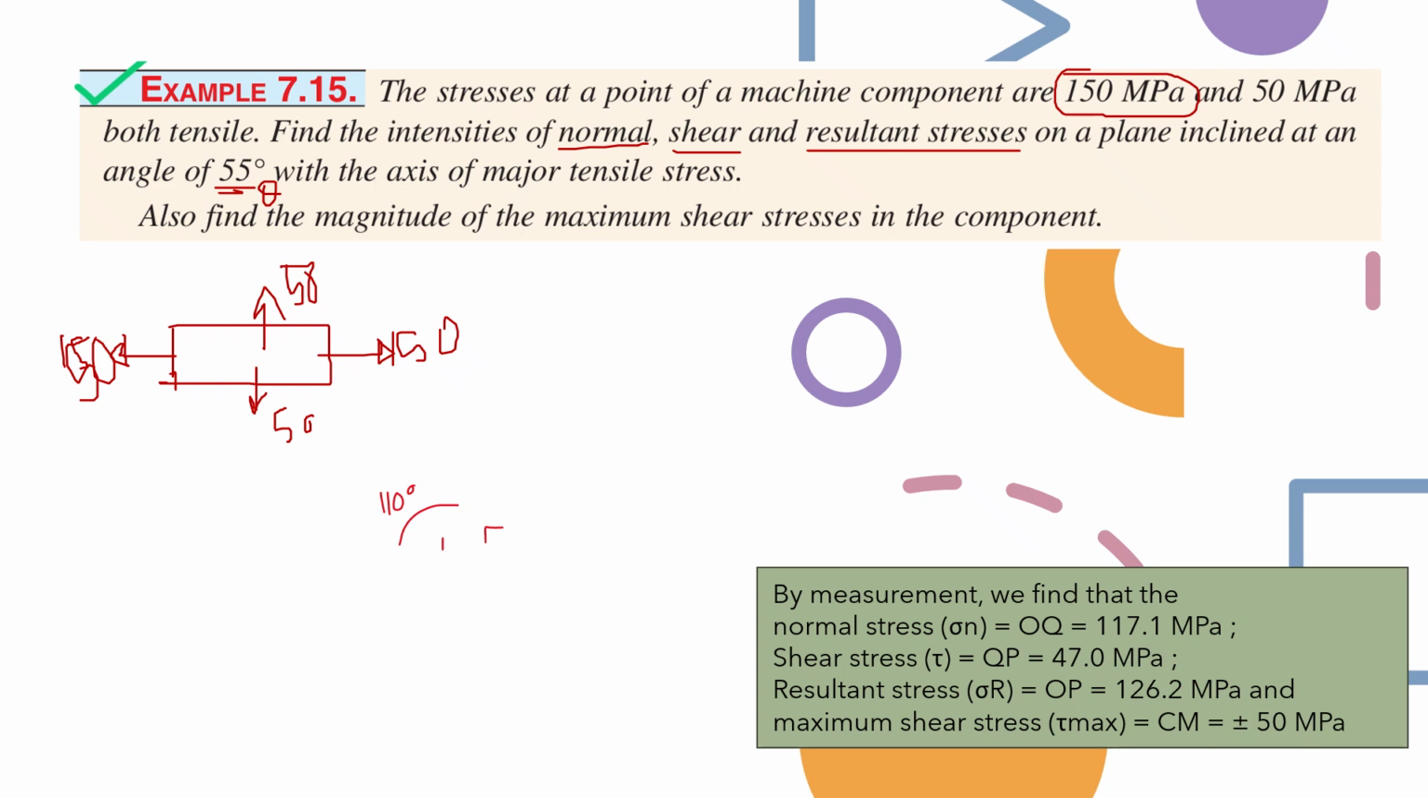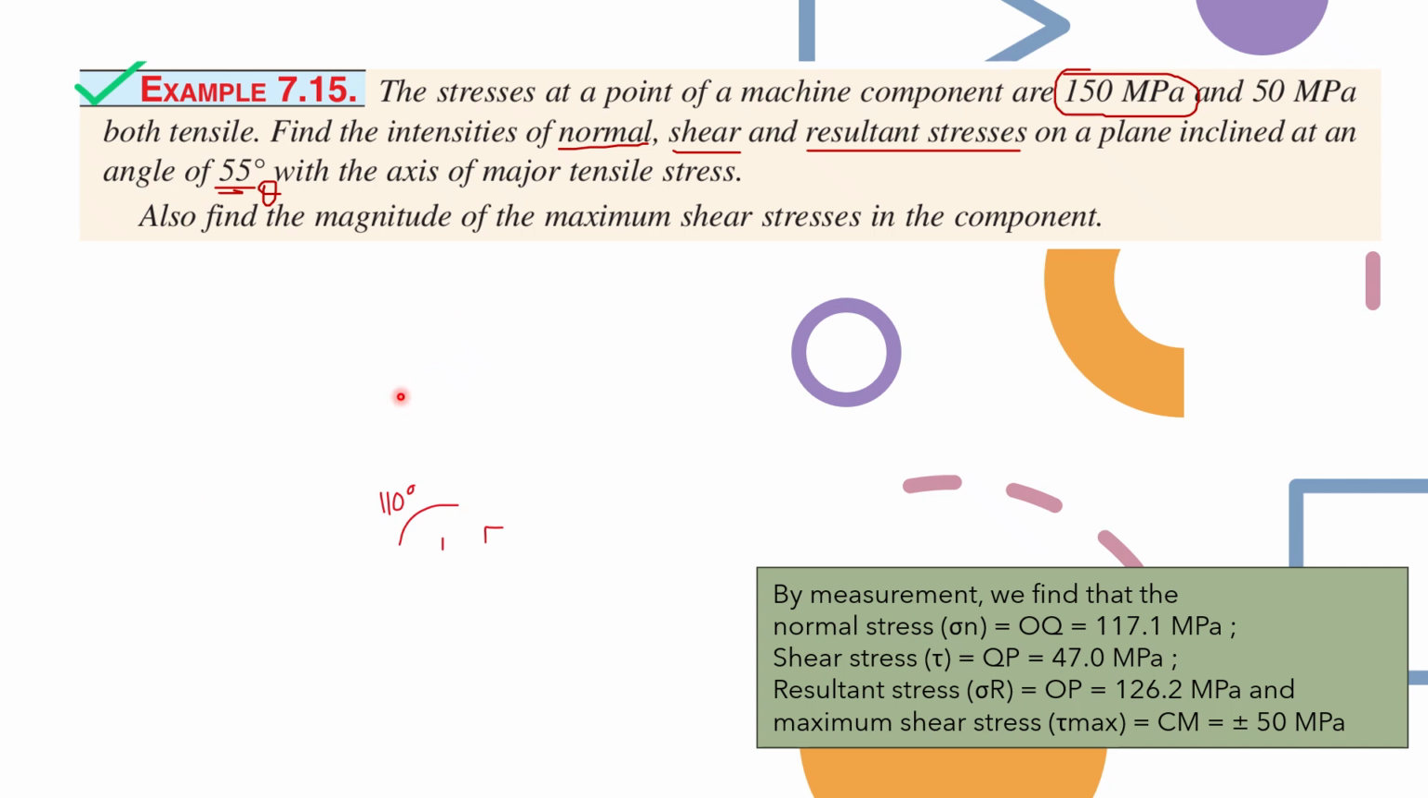So we have to determine these parameters on a plane inclined 55 degrees with the major tensile stress. So this angle is 55, and this is the plane on which we have to determine normal, shear, and resultant stresses. Okay, let me clear this all out.